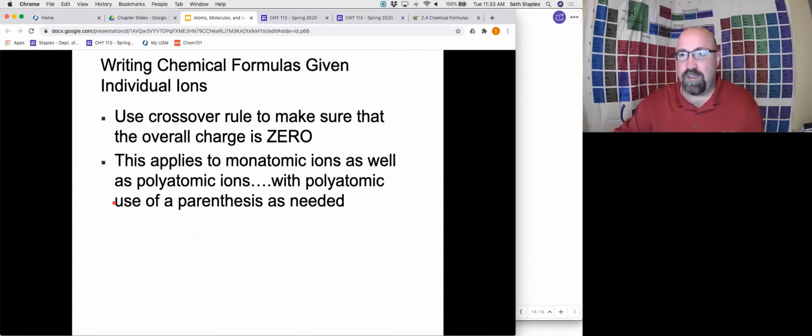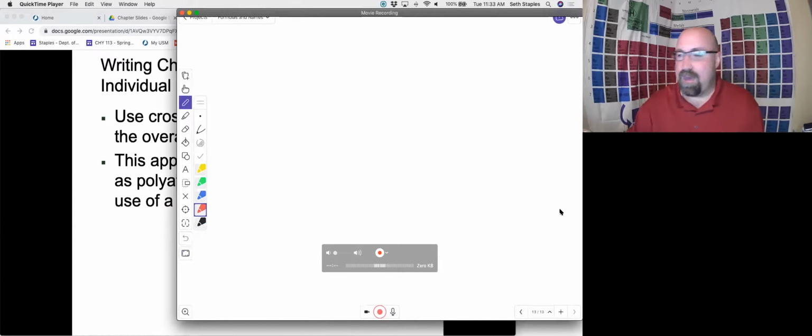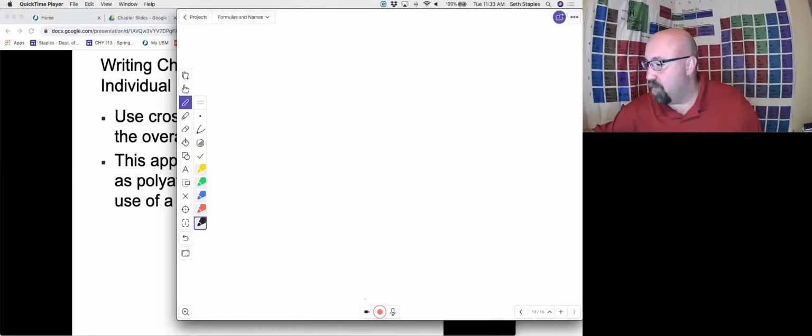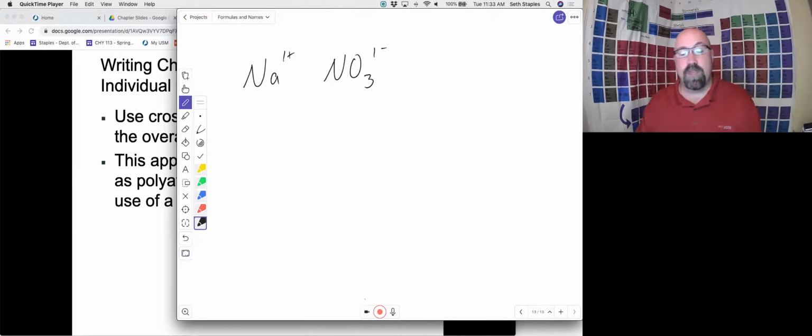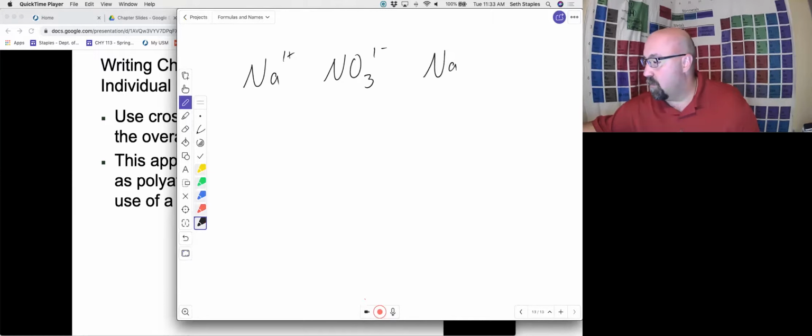And so looking at an example, let's say we have a simple example first of maybe sodium nitrate. So sodium, we look up nitrate, which is NO3 with a 1 minus. Again, we see that we need just one of each of those for our pluses to balance out our minuses. And so our formula is simply going to be NaNO3.